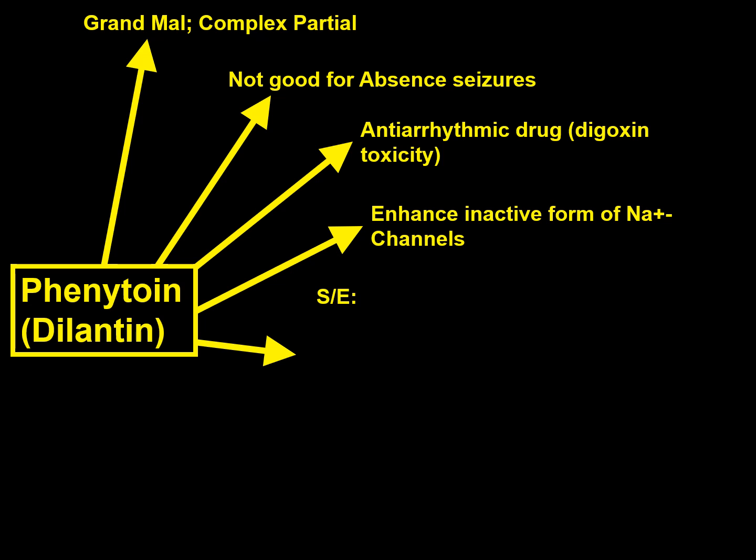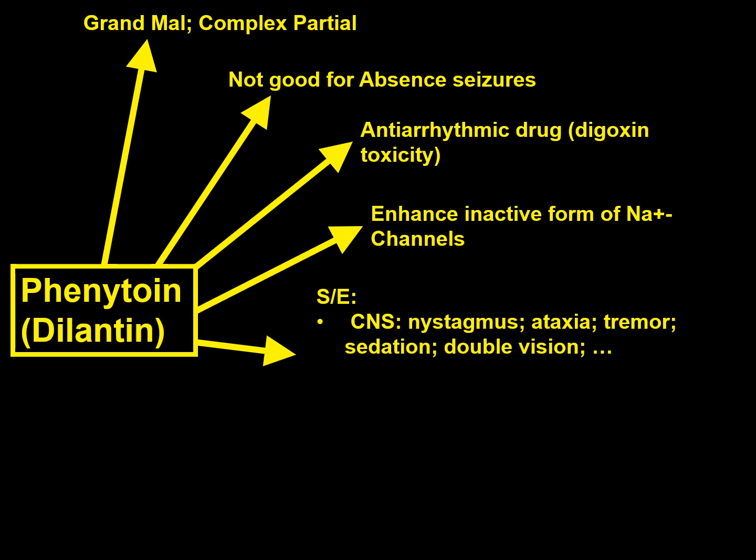Phenytoin has a lot of side effects. Again, it's the prototype, and many other drugs that were discovered later are now preferred over phenytoin because of the side effects. Examples of these side effects, of course, the first one is CNS related, such as nystagmus, ataxia, tremor, double vision, and others. We will see these side effects in all other antiepileptics because they all work in the central nervous system, and we always have the risk of CNS related side effects.